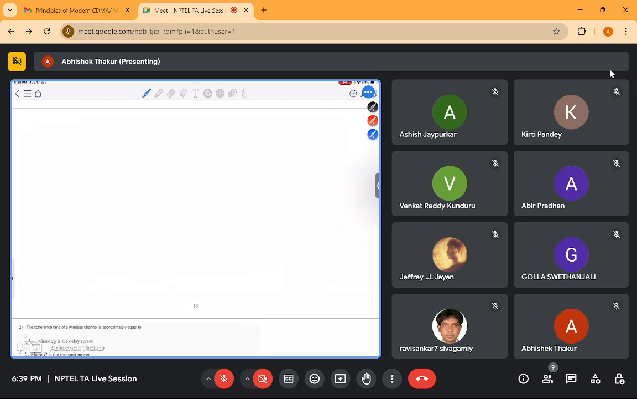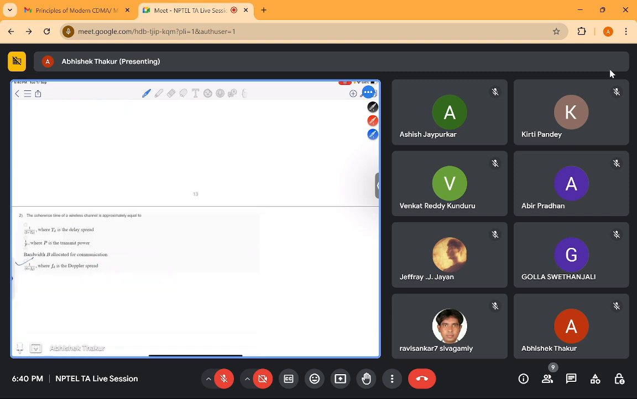So the coherence time is equal to 1 by 4 fd. So coherence time is Tc, and fd is the Doppler frequency. So option D is the correct answer for this question.